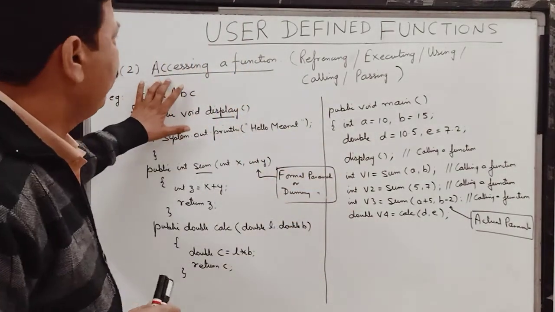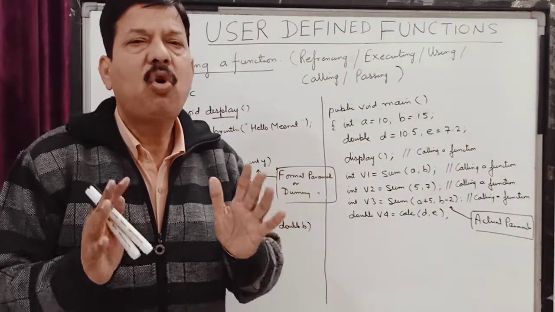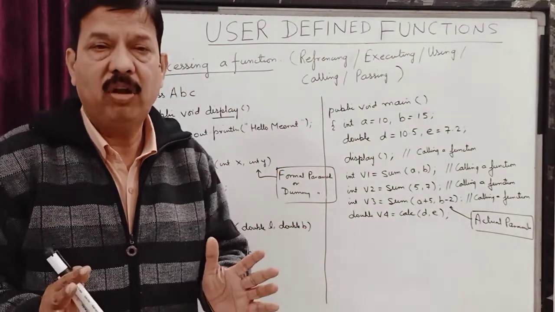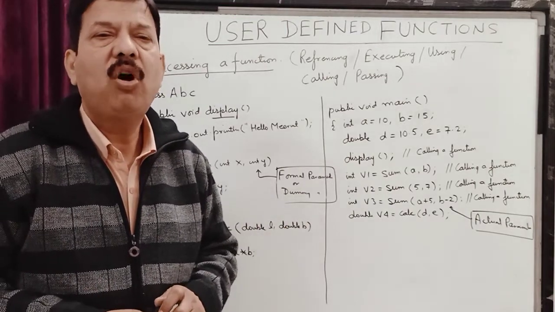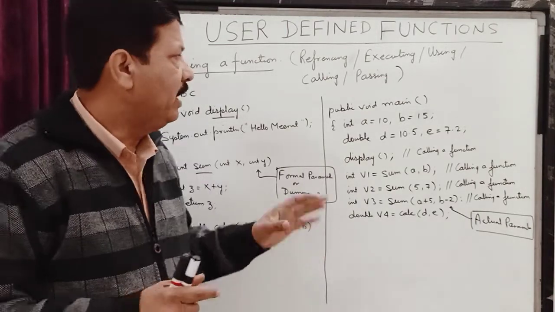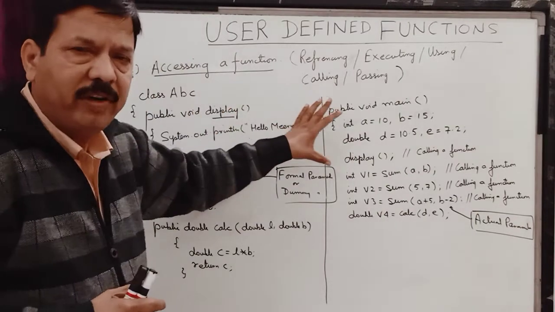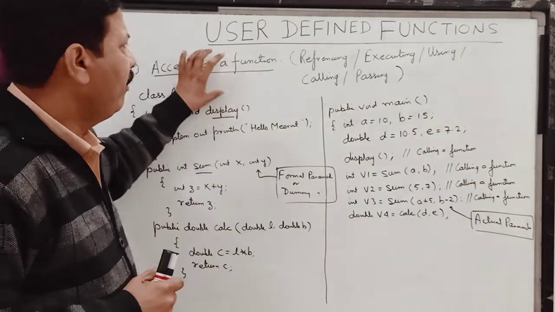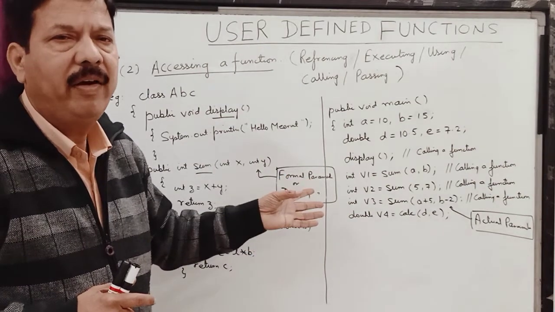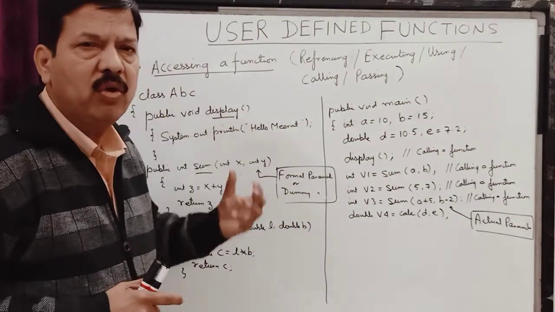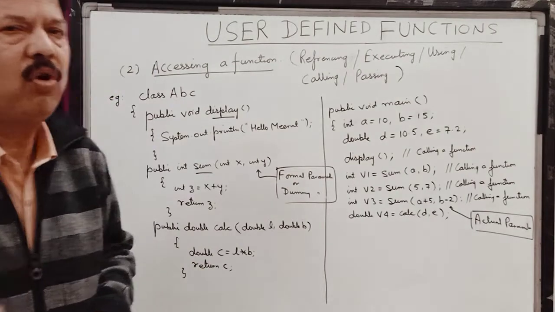Now calling of a function, we can call a function in two ways also, and that is called call by value and call by reference. And I hope children accessing of a function is clear. Now accessing of a function is done in two ways, that is call by value and call by reference. So we are going to continue with call by value and call by reference now.